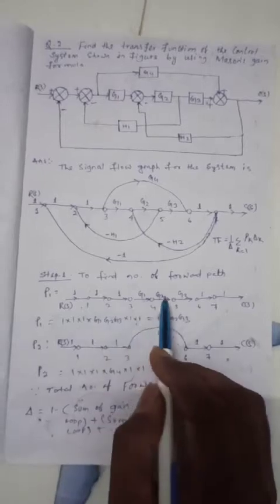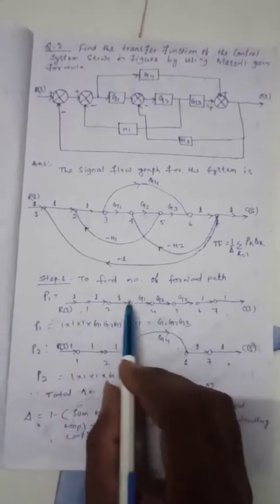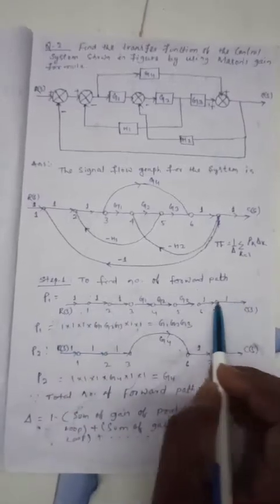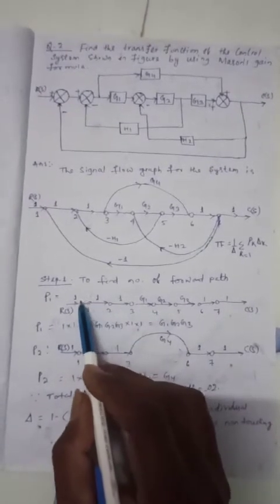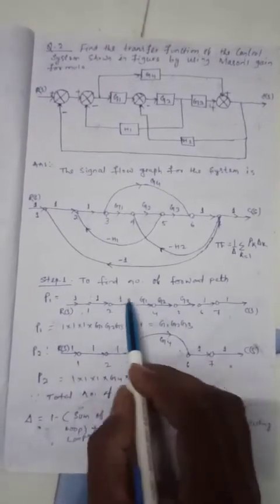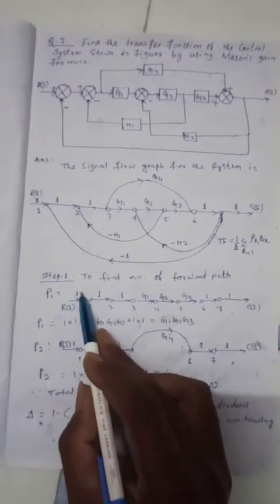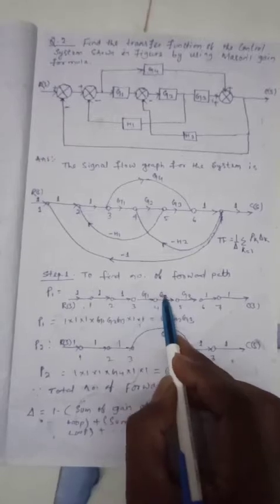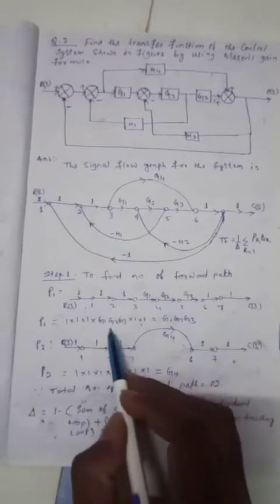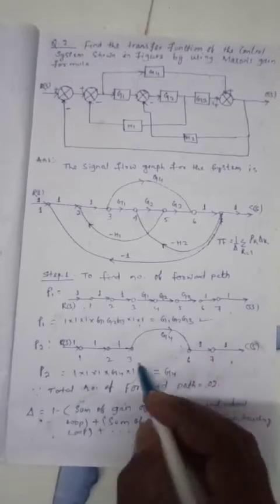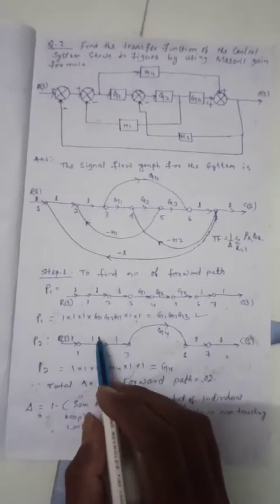Forward path gain means it is the product of the individual path gains. So from input to output, we have to multiply all the path gains that are present here. Clear? 1 into 1 into 1, 1 into 1 into 1, G1 into G2 into G3, 1 into 1. So this is your final answer. So that is G1, G2, G3. Clear?